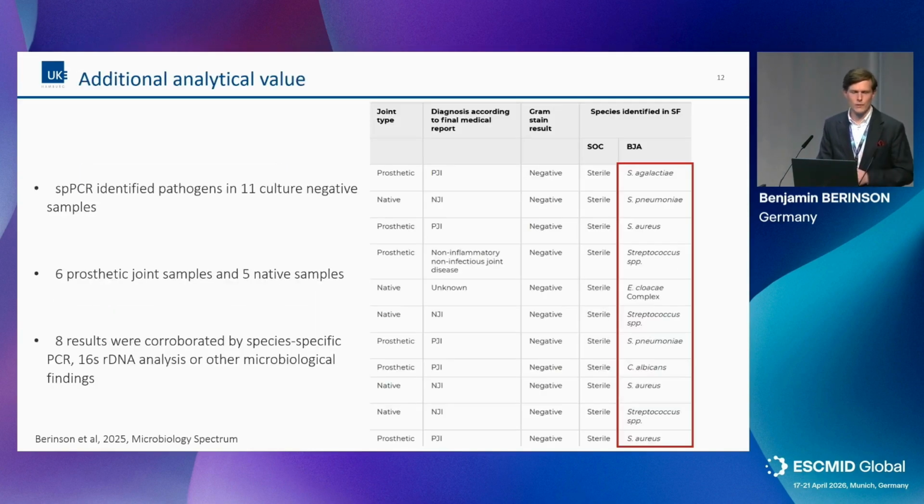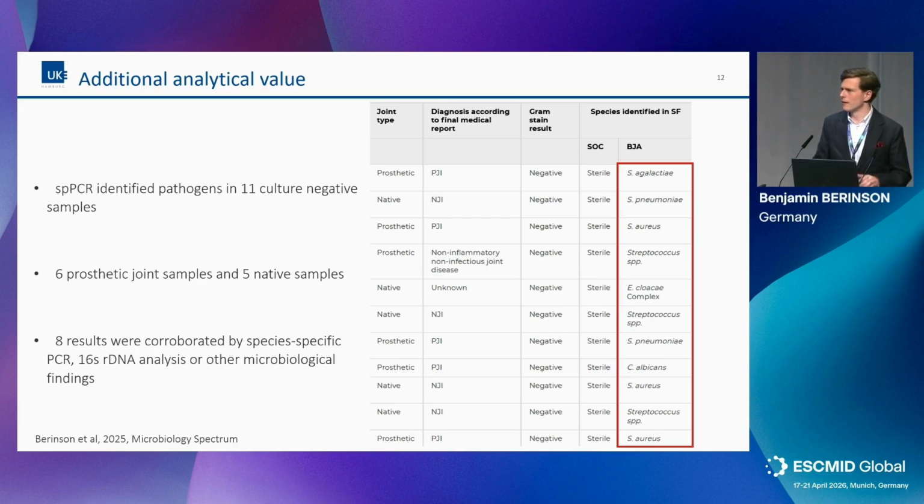This is already good and reassuring, but we wanted to look a little deeper, especially at the cases where the culture remains negative, which we had already identified as a main negative point of the culture, but where the syndromic panel is positive. This was the case 11 times in our cohort: 6 times in prosthetic joints and 5 times in native samples.